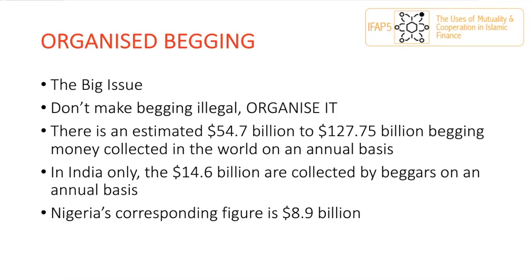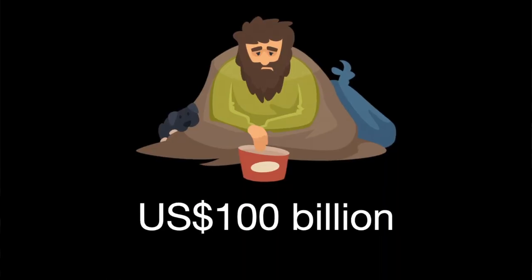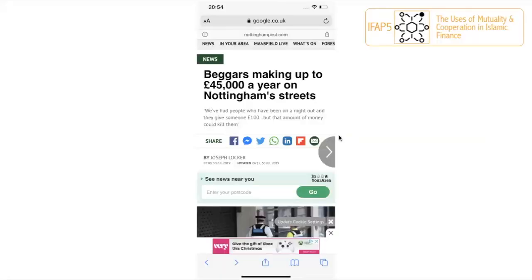And this is why we find, especially in countries like India, this organized begging is a mafia. Okay? And there are a lot of social ills associated with this. Now, if this is a market, I said 54.7 billion to 127.75 billion. By the way, this is based on pre-COVID figures. If we go for the new figures, this would be a lot more than that. But let's be conservative. It's about a $100 billion market worldwide. I think there is a need to organize it in a more sophisticated manner. We will look into it.